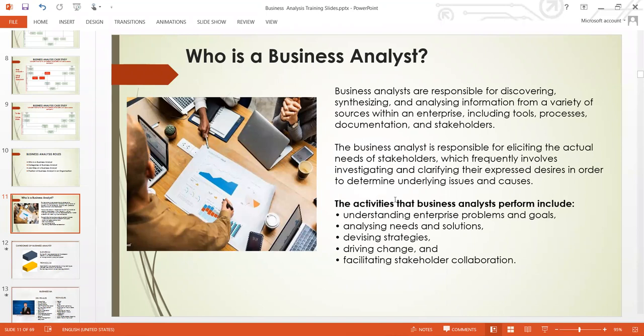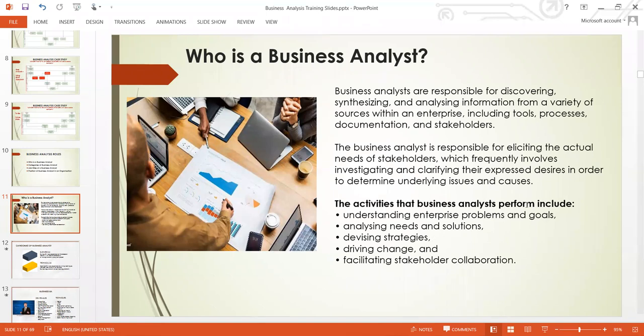Investigation means analysis. That's data analysis. You need to analyze that information, and while you are doing your investigation, you are trying to clarify their expressed desire in order to determine the underlying issues. You will find out the underlying issues and causes, that is, the problem and what is causing the problem.